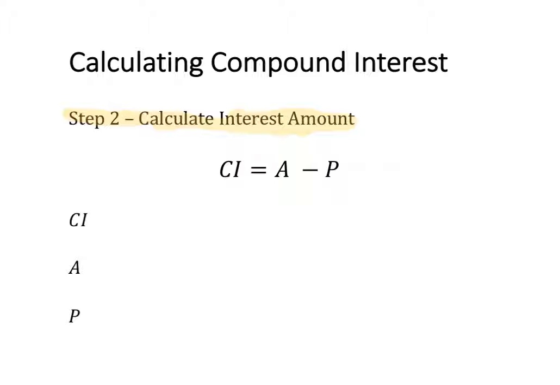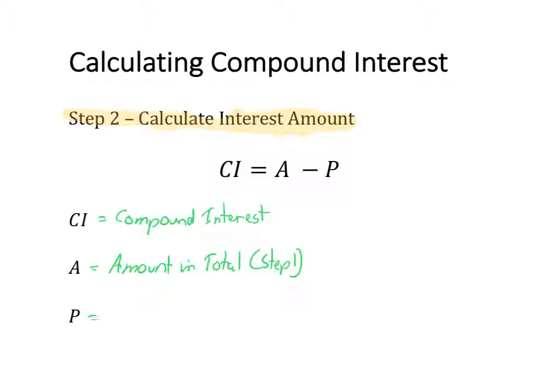Now, in that formula, CI is compound interest, so the amount of interest that is actually being earned or actually being paid. A is the amount in total, and that's the amount we calculate in step 1. And P is the original principal amount. By completing those two steps, we'll be able to calculate the compound interest amount.